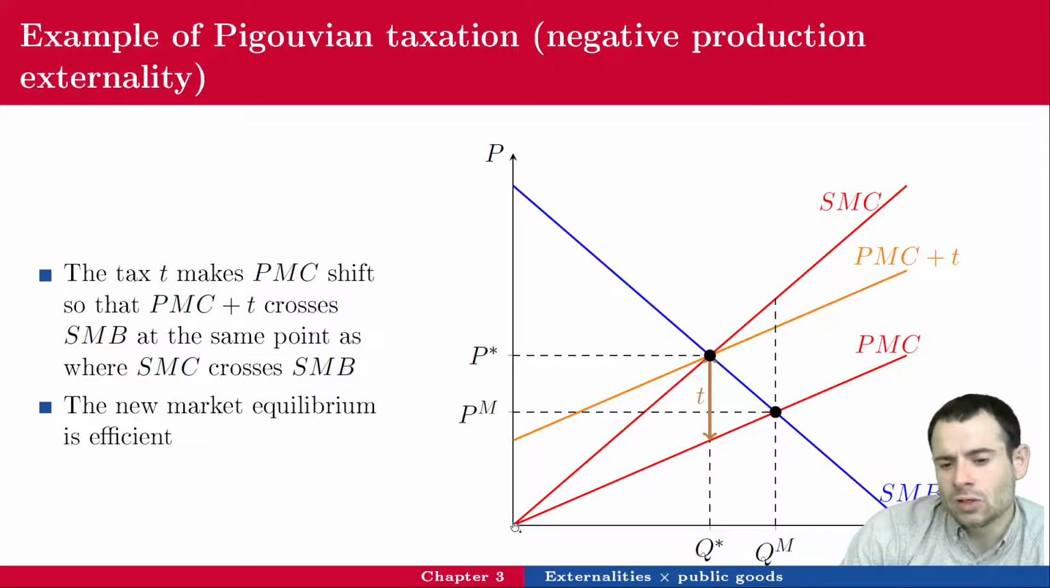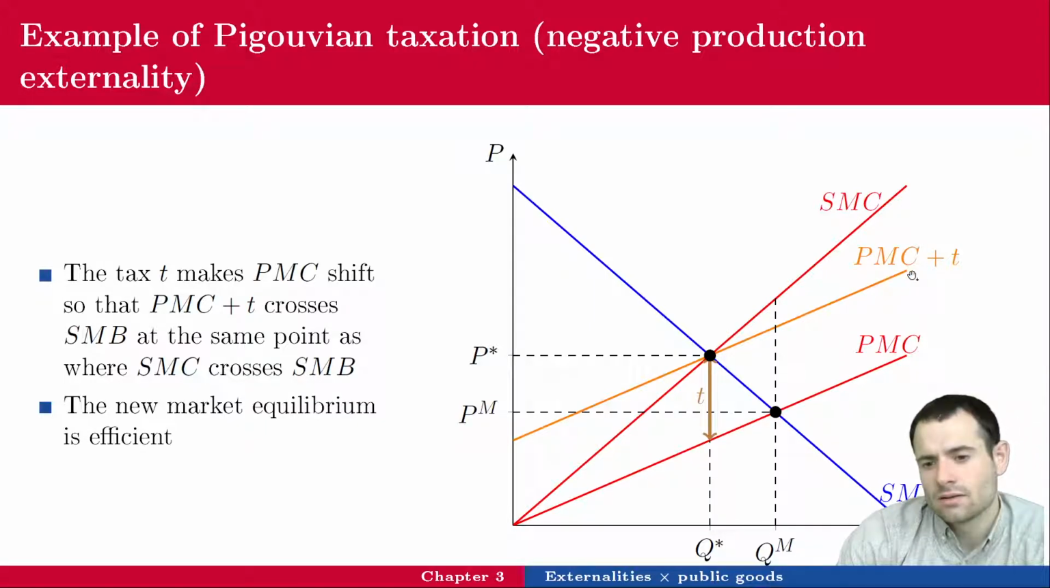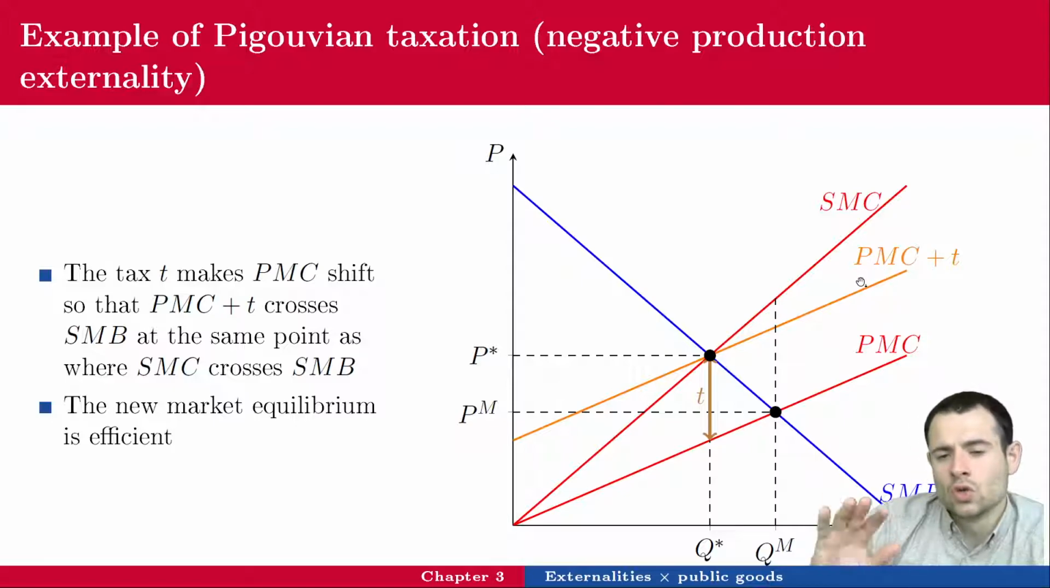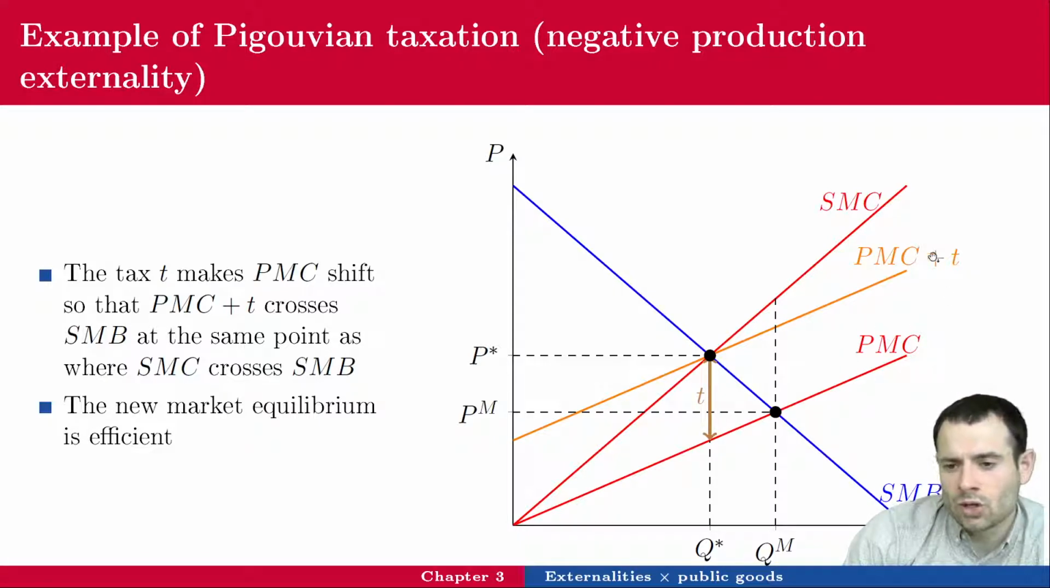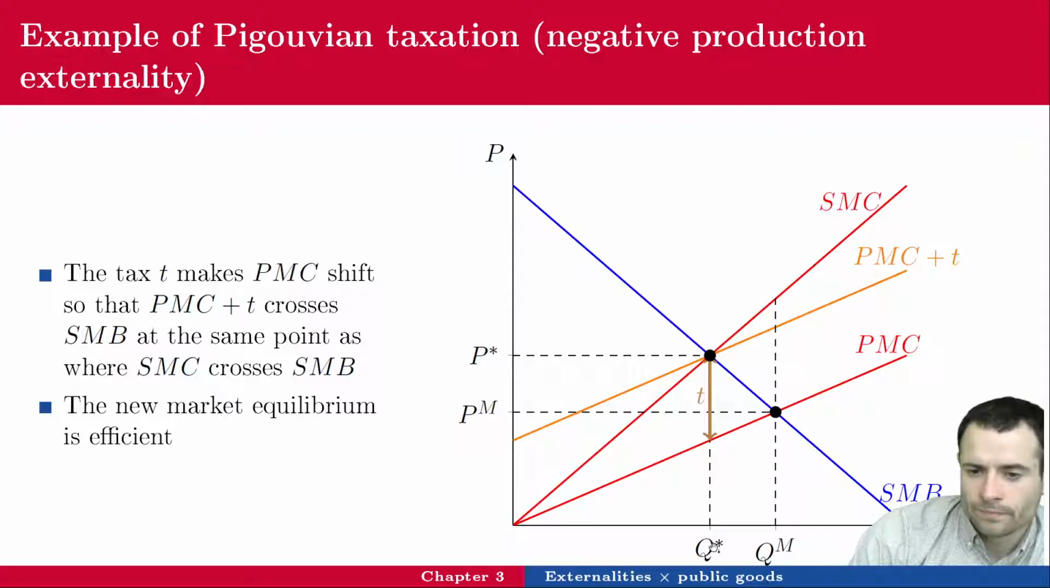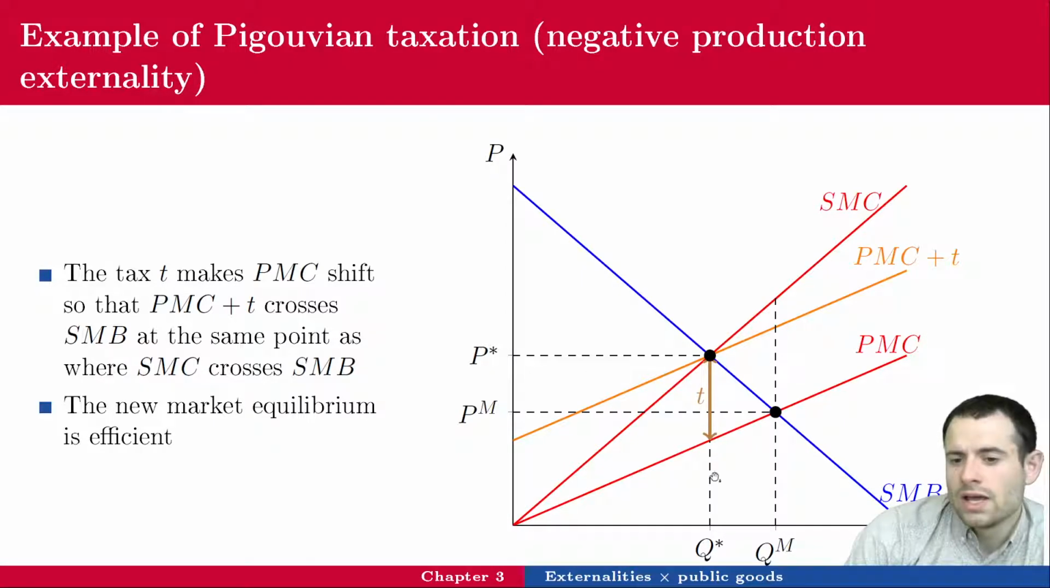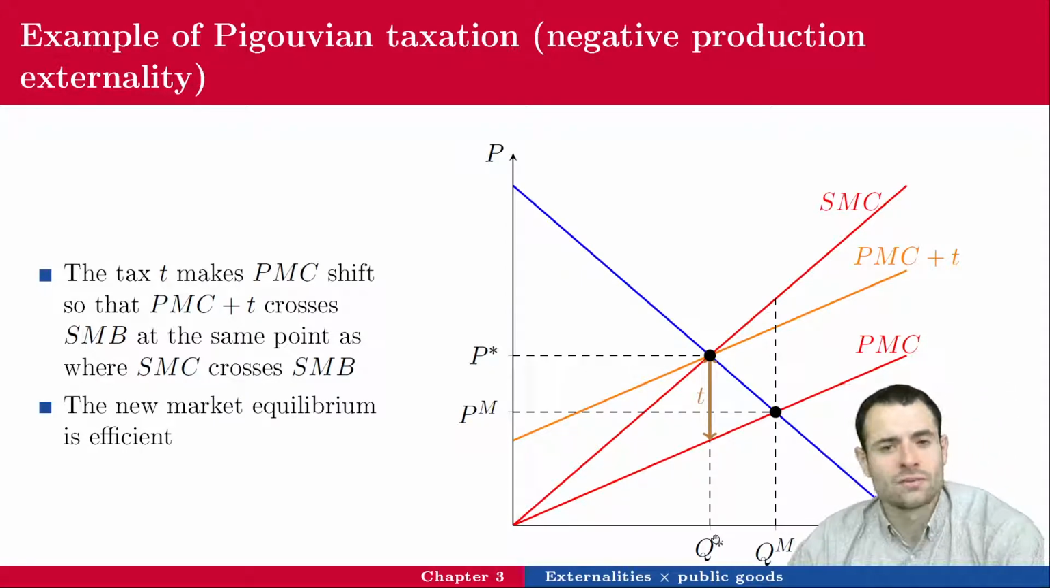So the private marginal cost curve will shift to this orange curve that I called PMC plus T, plus tax. And you can see that now, if you let the market equilibrium do its own thing, then the new private marginal cost curve is going to cross the social marginal benefit at Q star. Now that they meet here, the market equilibrium is Q star, P star, so it is back to being Pareto efficient.